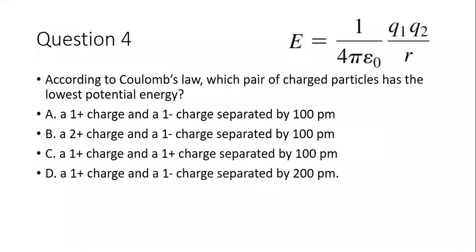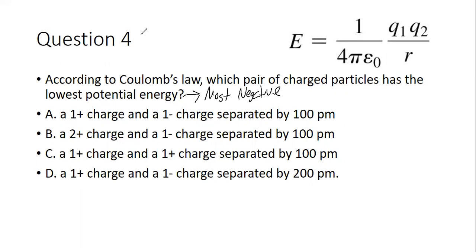So here's our last question for the day, and I do have a poll for this actually. According to Coulomb's law, and you actually don't need to do any math for this if you can figure out how the equation works. So you don't need a calculator. You can use a calculator, but you don't need one. Tell me which charged particles has the lowest potential energy. And when I say lowest potential energy, that means most negative. So what has the most negative energy here?